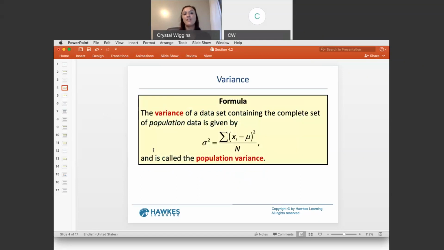The variance of a data set containing the complete set of population data is given by the following formula. New symbols for us to add in, so let's do some labeling. This symbol here we already know. We know the sum symbol. This fancy E, remember, is the sum symbol. It means add this up. Add whatever is after the sum symbol.